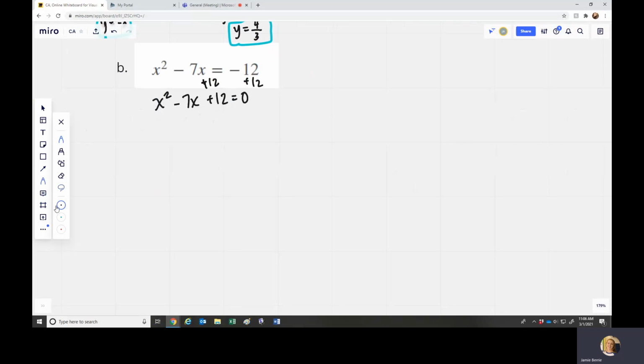Just going to cancel it out on the right-hand side. Okay, this should be pretty easy to factor, hopefully. We're looking for factors of 12 that would add to negative 7.